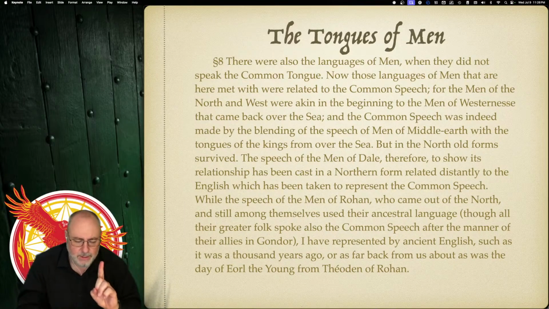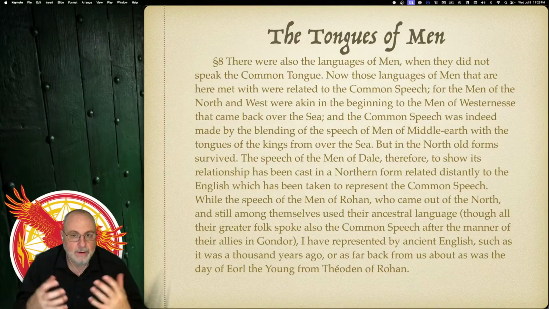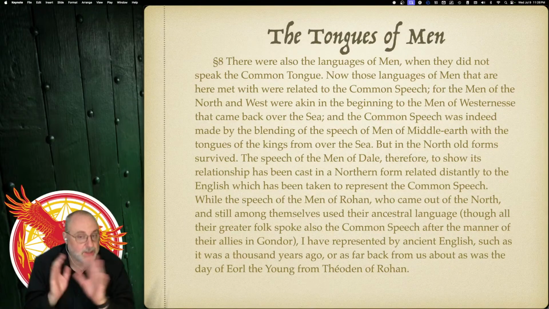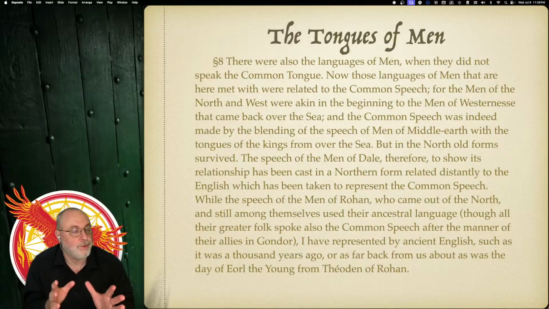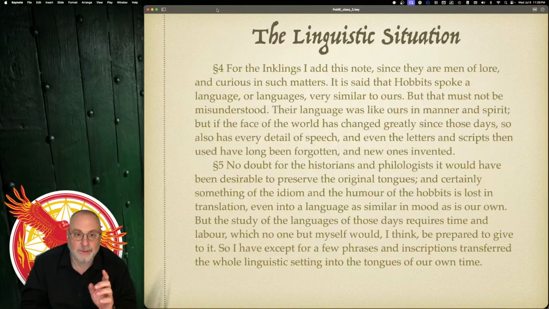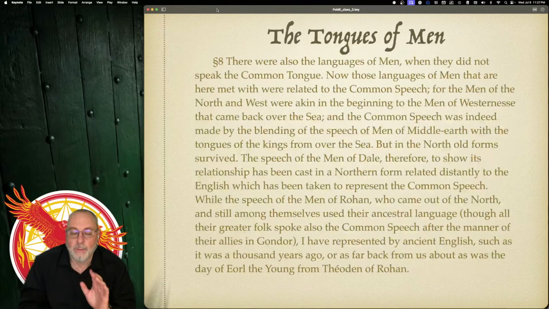He is first explaining to us how the languages of men developed. There were languages of men when they did not speak. So there's the common tongue, which he's already introduced. This is the language that the hobbits speak, that noble tongue. And he said, remember that noble tongue, here we go. This noble tongue has spread in the course of time from the kingdoms of Fornost and Gondor. Okay, so it comes from the languages from the Númenorian kingdoms is where the common tongue comes from, right?